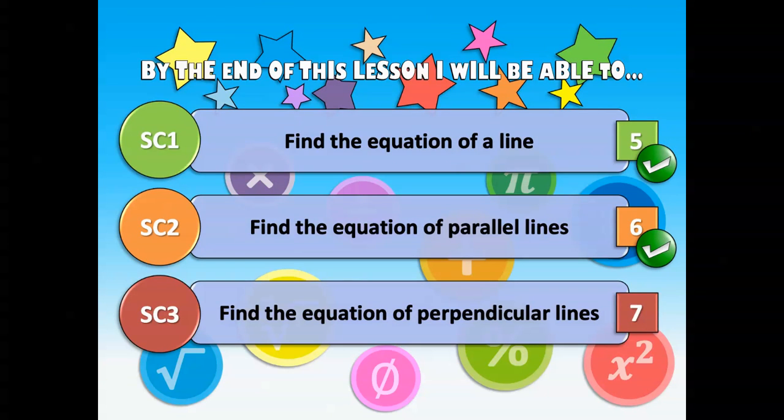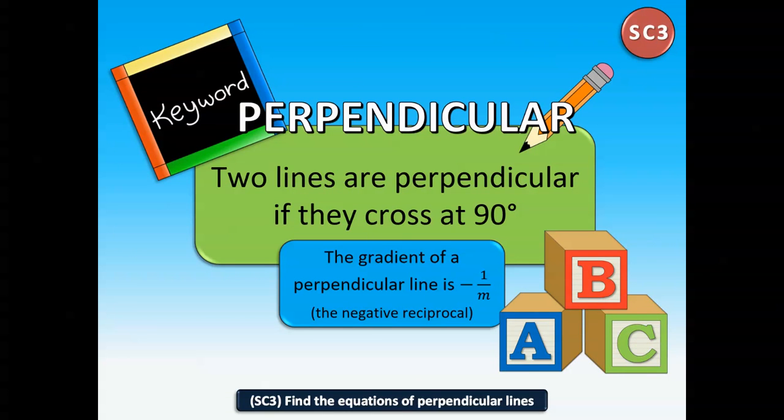And now we've completed success criteria 2. So now we're going to move on to number 3, and this is to find the equation of perpendicular lines. Two lines are perpendicular if they cross at 90 degrees. The gradient of a perpendicular line is minus 1 over m. This is called the negative reciprocal.